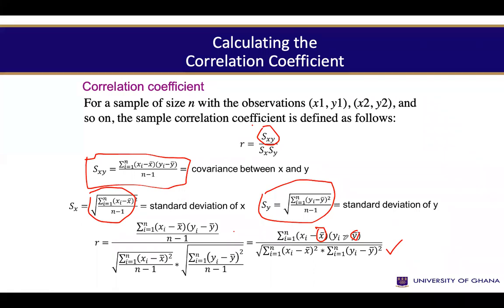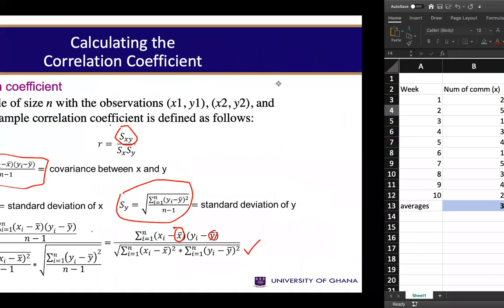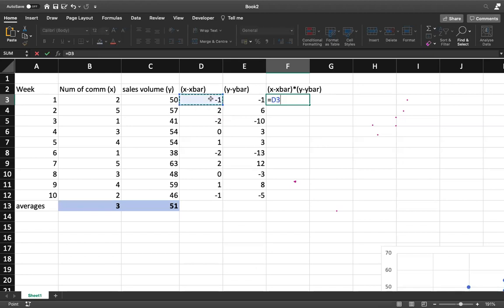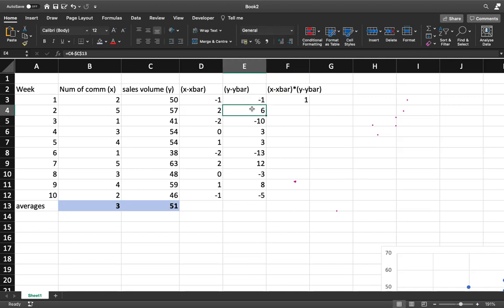Okay, find the product. So what it means is that you are going to create another cell that gives us X minus X bar multiplied by Y minus Y bar. And in that sense, you are just going to have this value here multiply that value here. So 1 times 1 gives you 1, 2 times 6 gives you 12, minus 2 times minus 10 gives you positive 20, and so on and so forth.